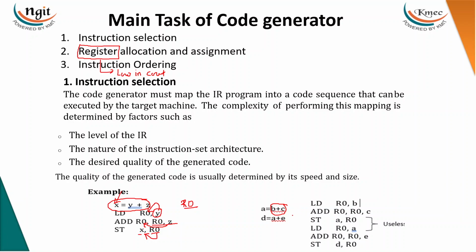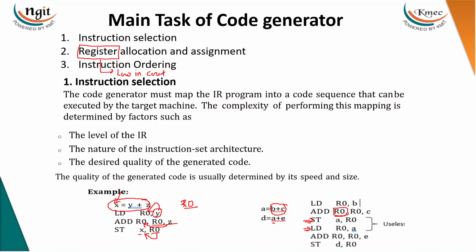Then same way you can do this, first load, then add it to the C, then store the A back to it. But see, just we got the result of B plus C in the R0. But first we have to store in A, that's why I issued a store instruction. But again you have to add it with the E, so immediately I issued a load instruction.